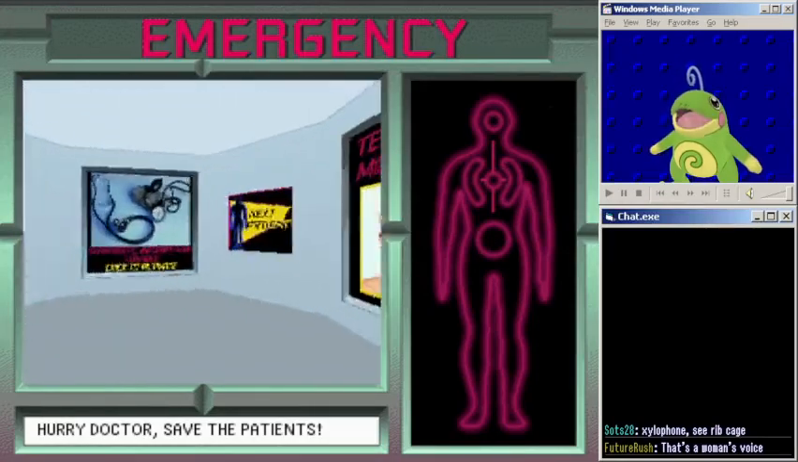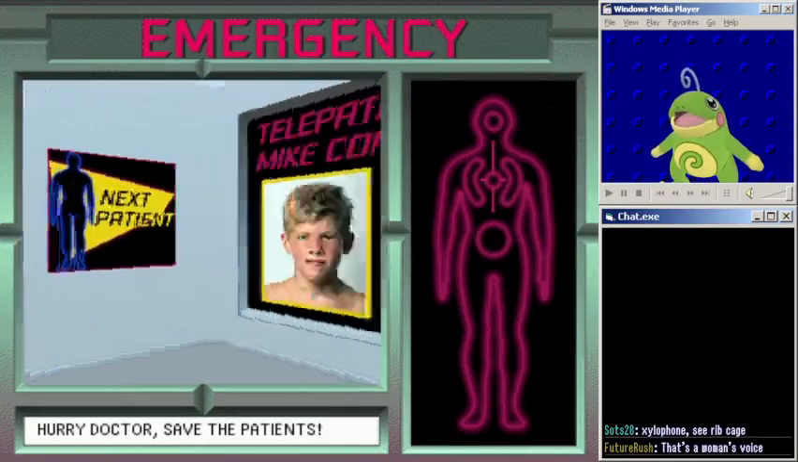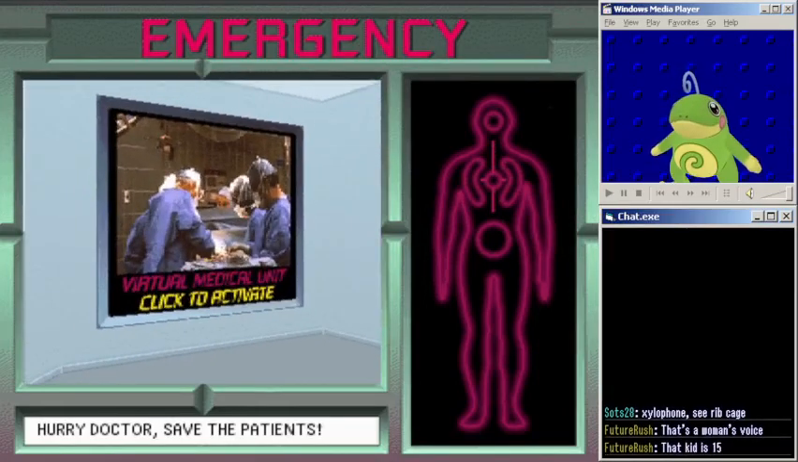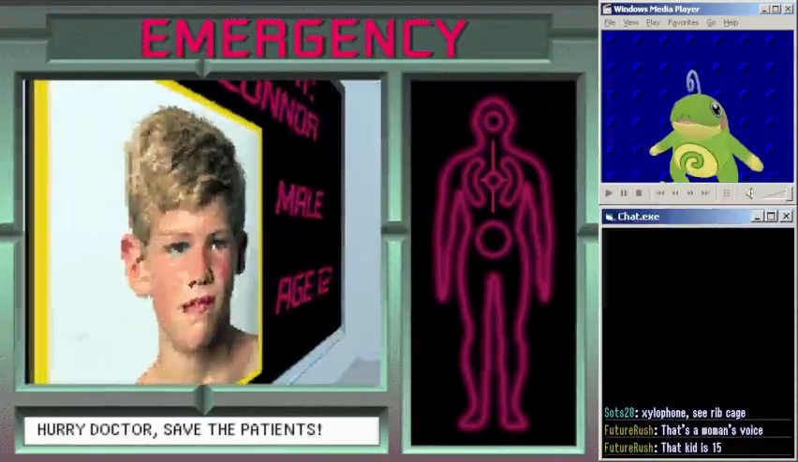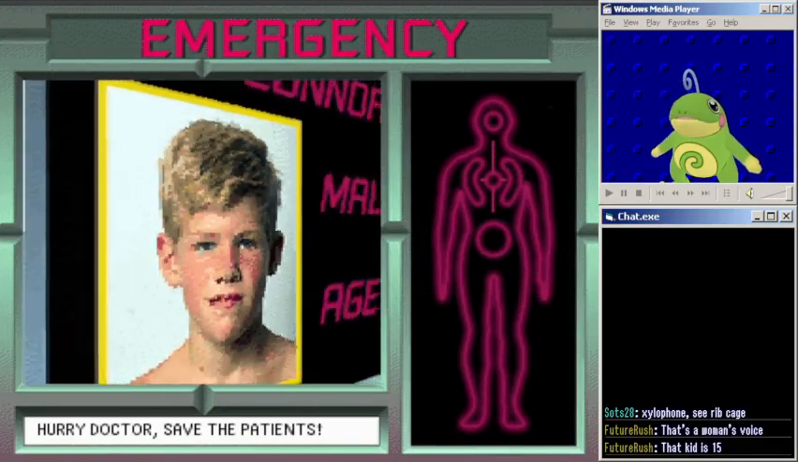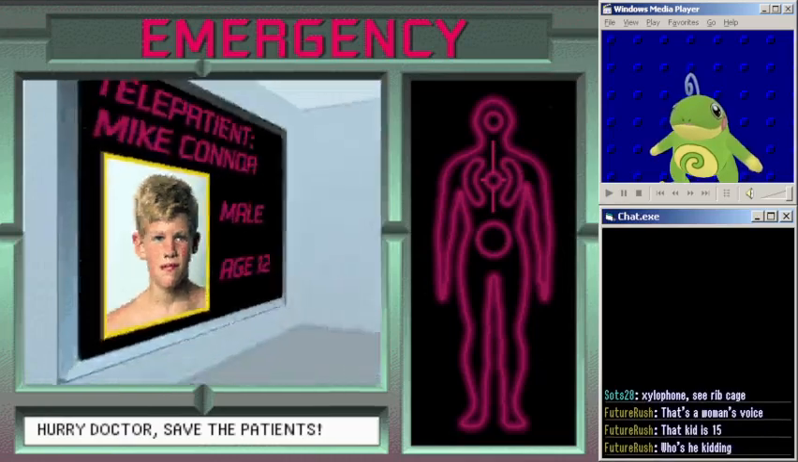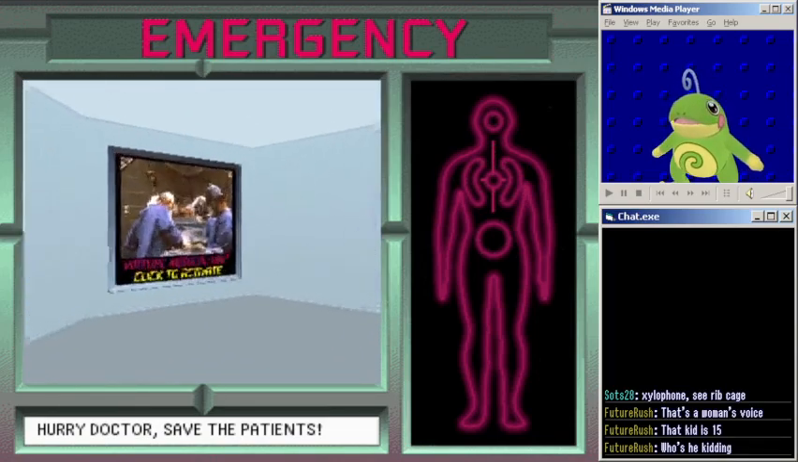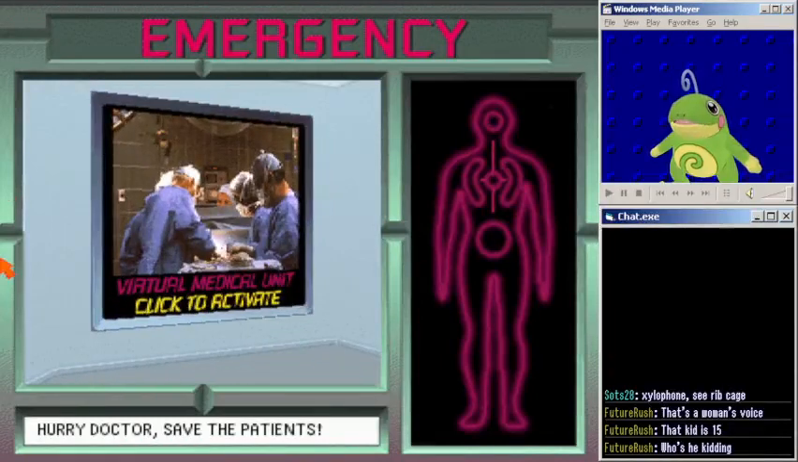Yeah, fewer options here. It just has a next patient button instead of next and previous patient buttons. The kid is 15. Is he kidding? Well, I mean, he just wants to get discounts everywhere where they have different kids pricing, like kids tickets and adults tickets.